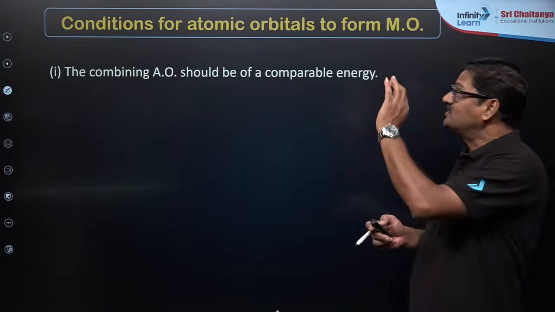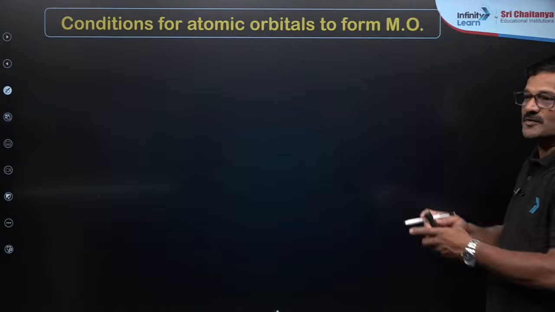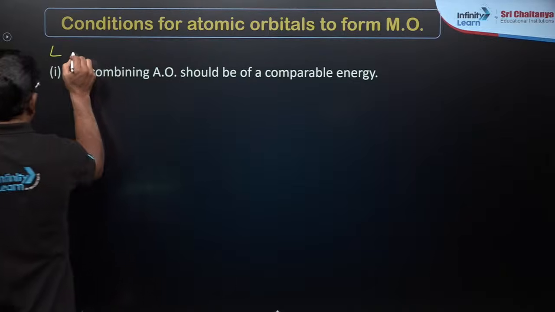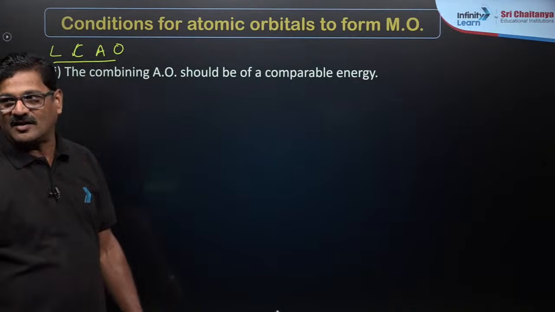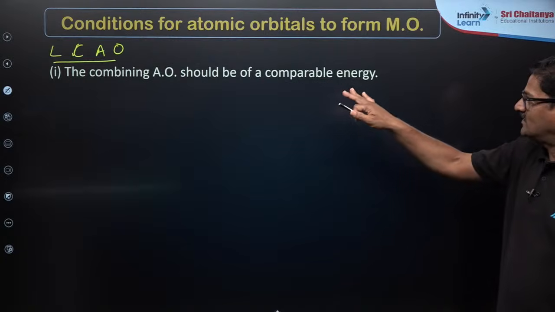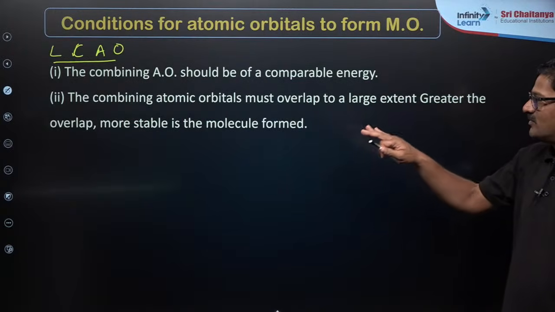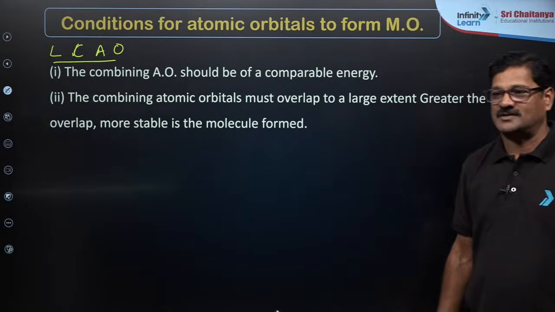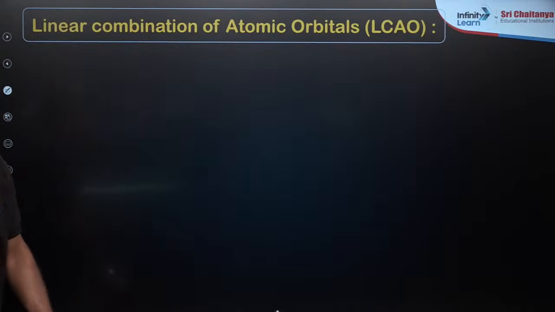Okay, let's say the conditions for atomic orbitals to combine to form the molecular orbitals is given by LCAO. What is LCAO? Linear combination of atomic orbitals. The combining orbitals should be of comparable energy, nearly the same energy, and the combining orbitals must overlap to the greater extent so that a stable bond is formed. And this is what is called a linear combination of atomic orbitals.